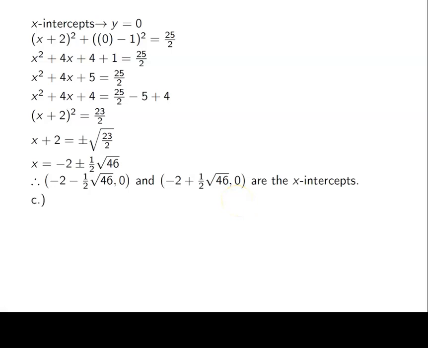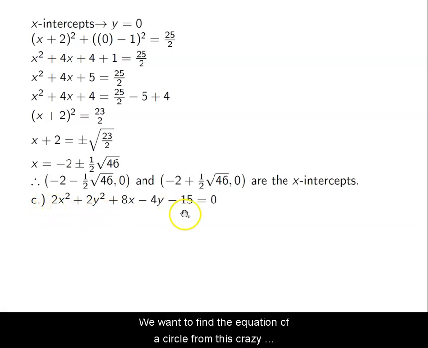Okay, part C, we want to find the equation of a circle from this crazy looking thing we have here. If you notice, our goal is to put it into the equation of a circle. The equation of a circle is x minus h squared plus y minus k squared equals r squared. So x minus h squared, that's a perfect square. Y minus k squared, that's a perfect square.